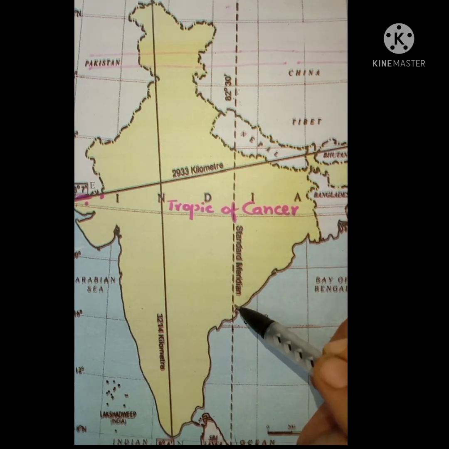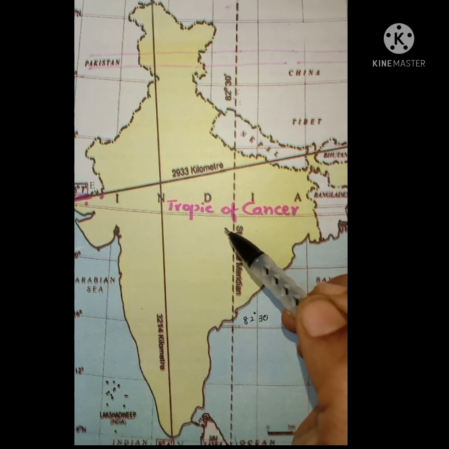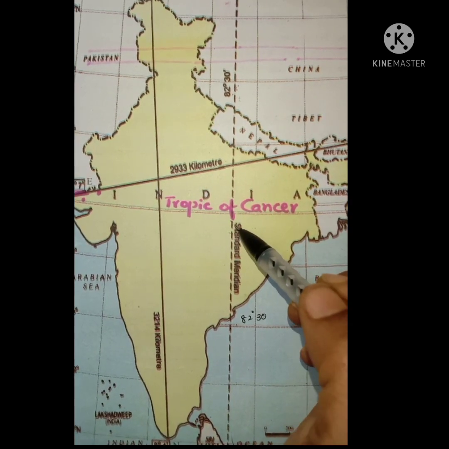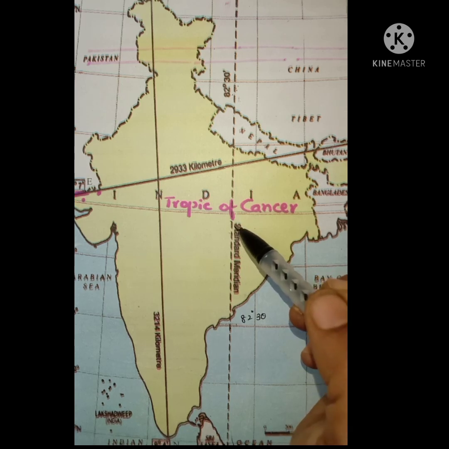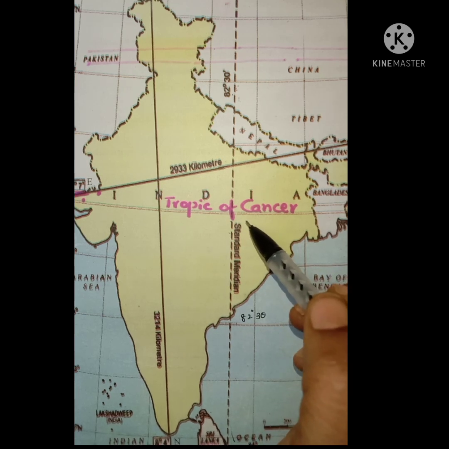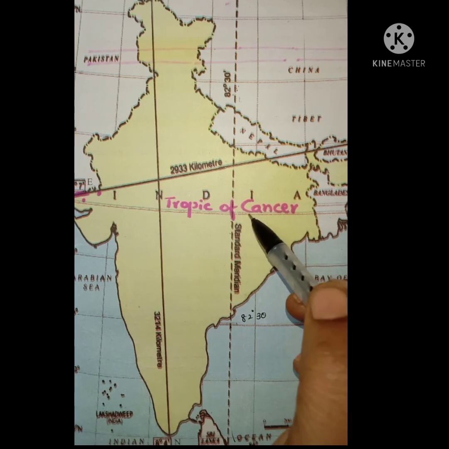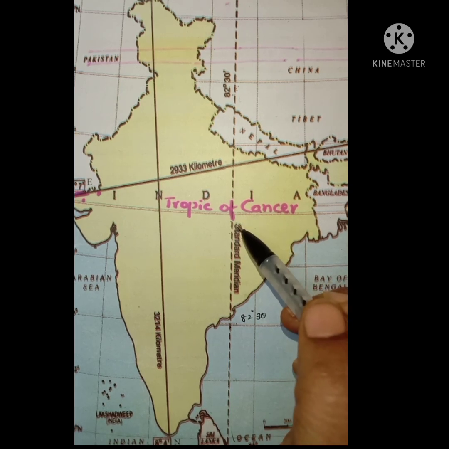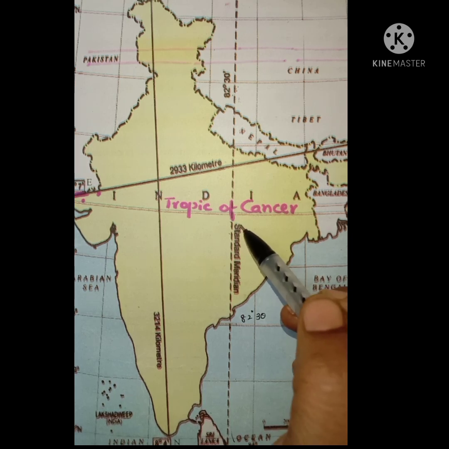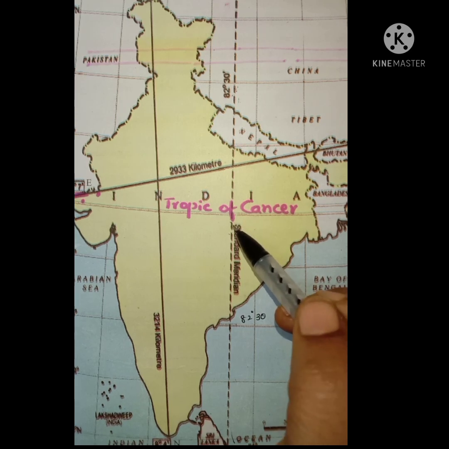This standard meridian passes near Allahabad. This is the reference for Indian Standard Time, IST. IST is 5.5 hours ahead of Greenwich Mean Time, GMT. So, what is the difference between IST and GMT? This is a 1 mark important question. Indian Standard Time is 5.5 hours ahead of Greenwich Mean Time.